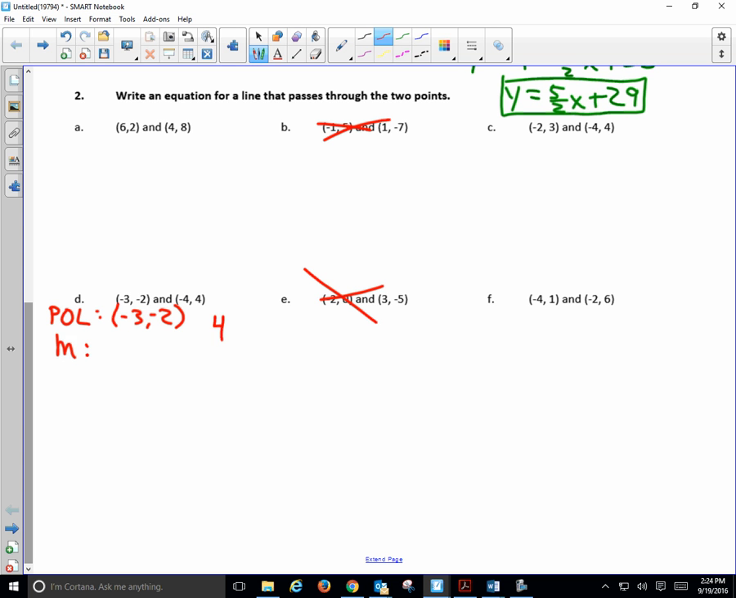4 minus -2 divided by -4 minus -3. It's a lot of negatives, isn't it? So this could be a 4 plus 2, which is 6. And then -4 minus the -3, add the opposite, we get 6 over -1, which is -6.